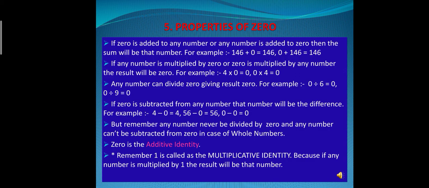Another thing you will have to remember, you will learn later about 1. Remember, 1 is called the multiplicative identity because if any number is multiplied by 1, the result will be that number. With this, we have completed all the properties of whole numbers.